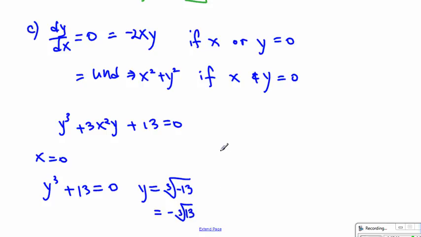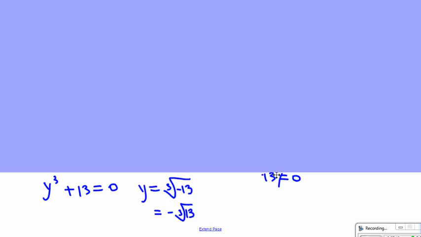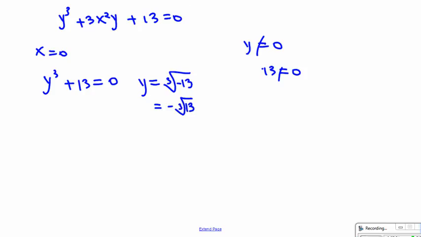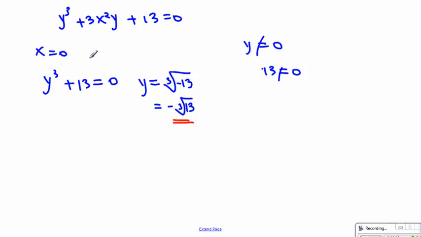Now, if y is equal to 0, then we simply get 13 is equal to 0, but that's not possible. So therefore, y can never be equal to 0. Then it seems that we only get one value right over here. Then let us look through that. When x equals 0, y seems to be negative cube root of 13.